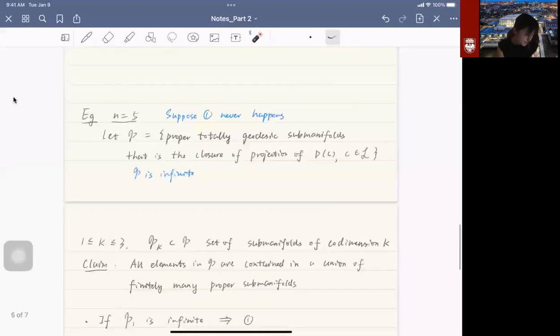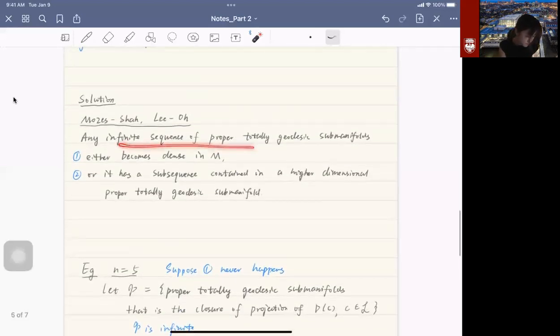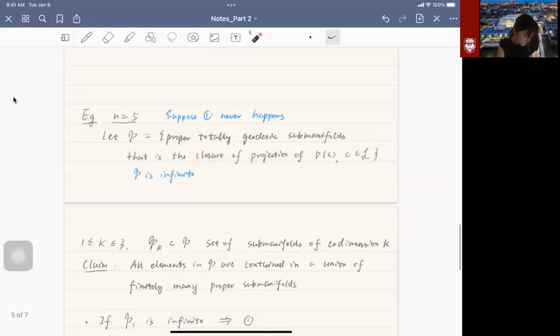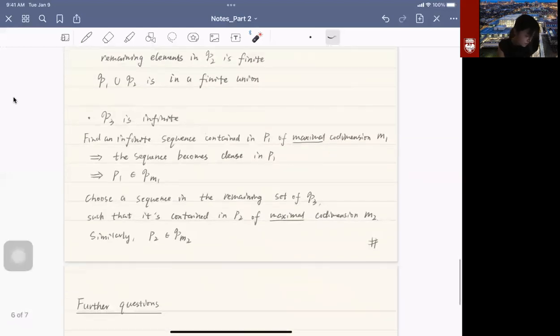So applying this theorem, the sequence cannot be contained in any intermediate submanifold. So it must be dense in P1. Okay, so we conclude this. The sequence becomes dense in P1. And then we are able to show P1 is in the set P sub M1. And we can just keep going.